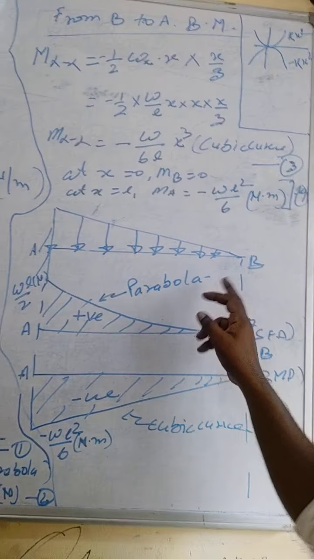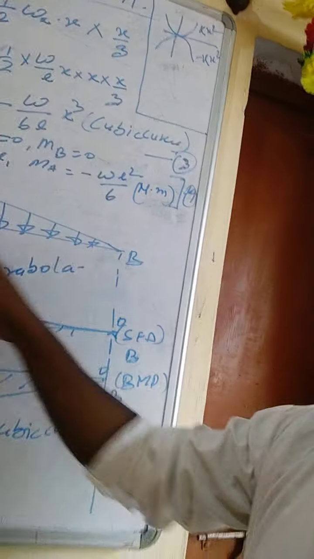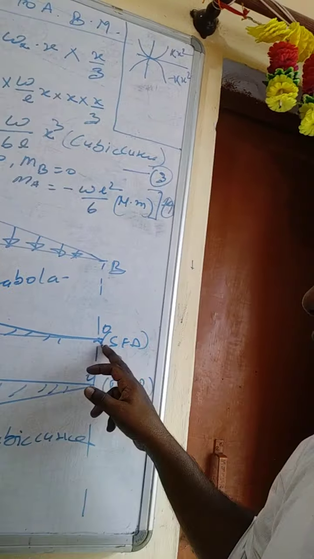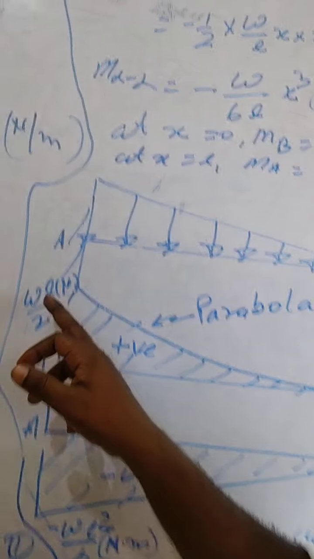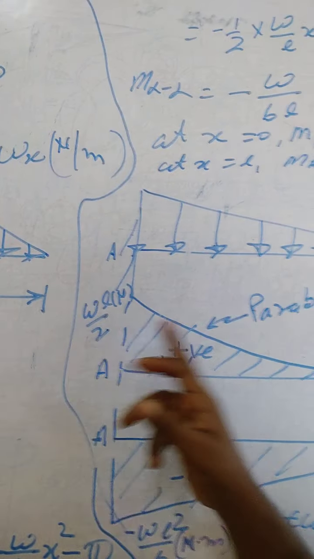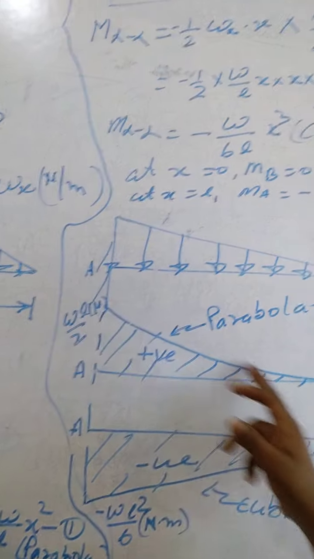Now we will draw the shear force and bending moment diagrams of this beam. We will firstly draw the zero line. This is the AB zero line. All the shear force is positive. Here shear force is 0, and here shear force is WL by 2. And we have to join these points.